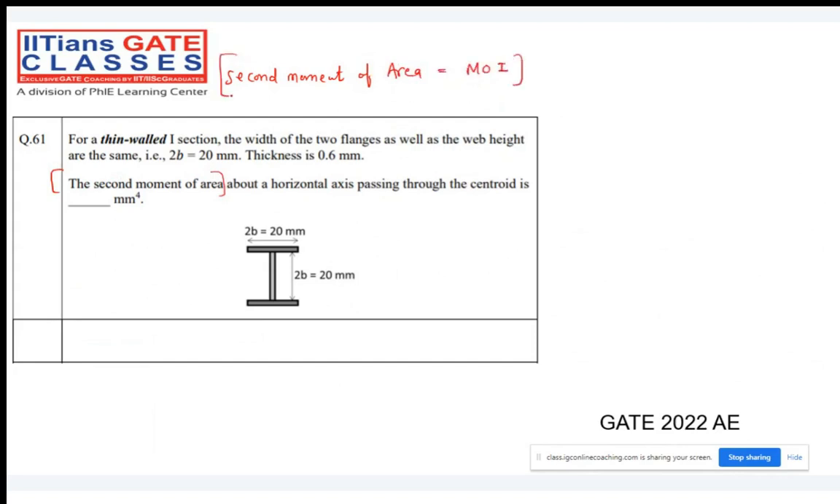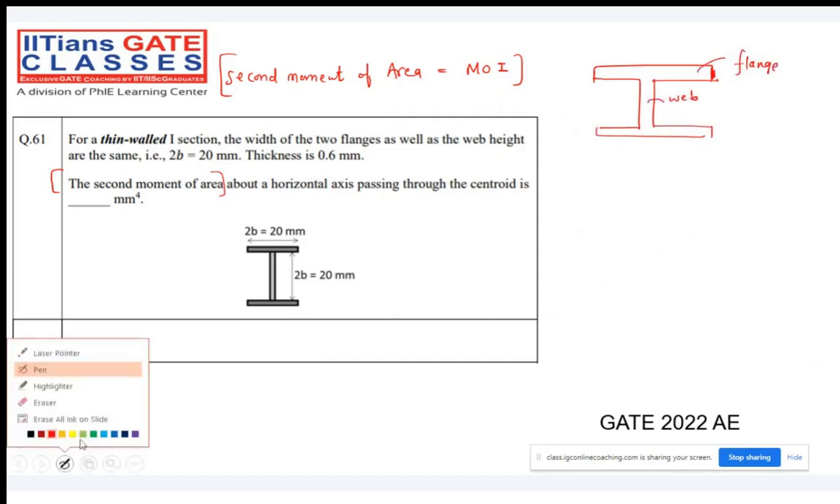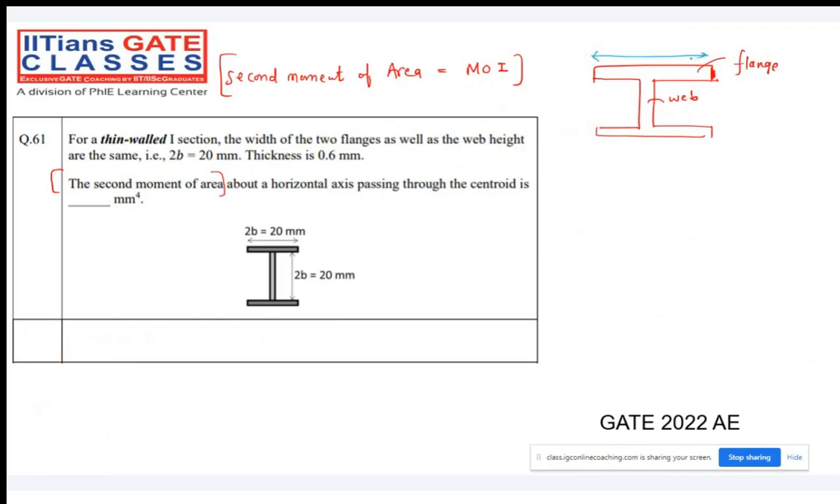A thin walled I section, the width of the two flanges. This is called flange. This is called web section. You will understand in more detail about these things in thin walled structures. They have given the width as 20 mm. Thickness they have given as 0.6, 0.6. This also 0.6.